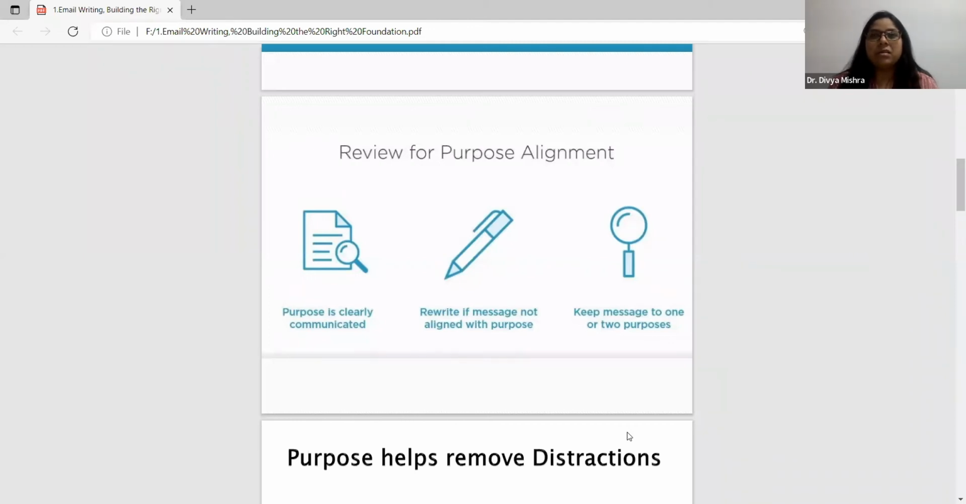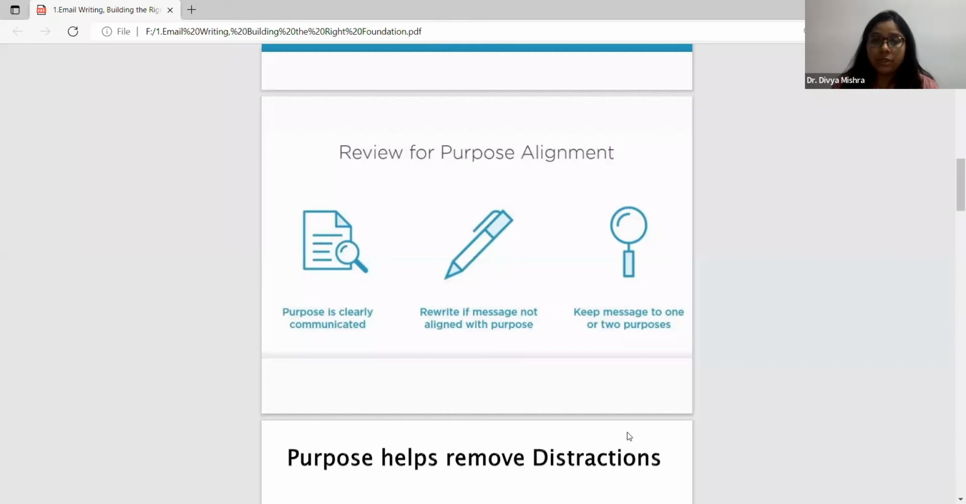Do not write so many things in your email. It needs to be concise. Write as few words as possible and write only one to two purposes in your email. If you write so many points in your email, the purpose of the email will be lost.